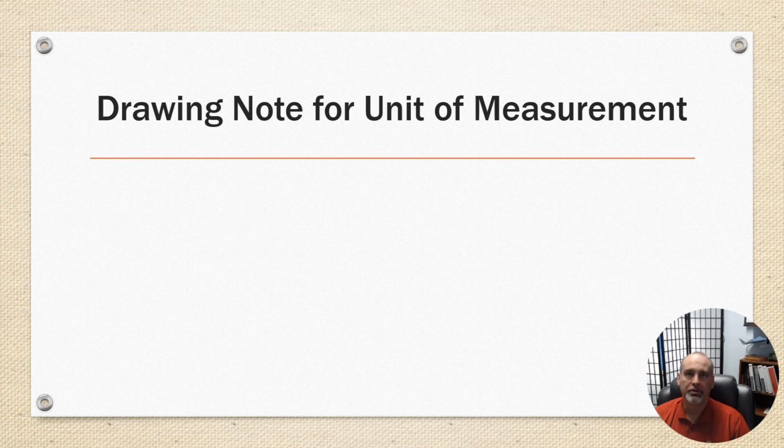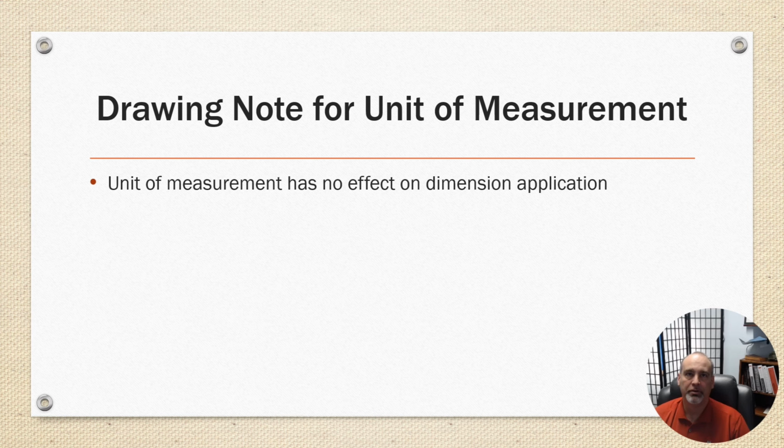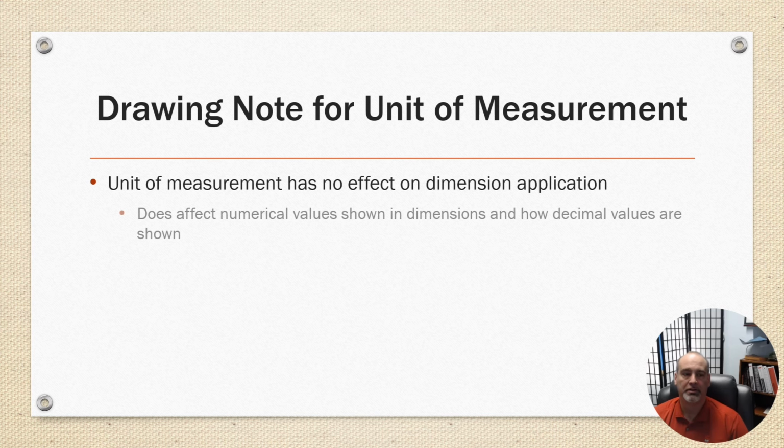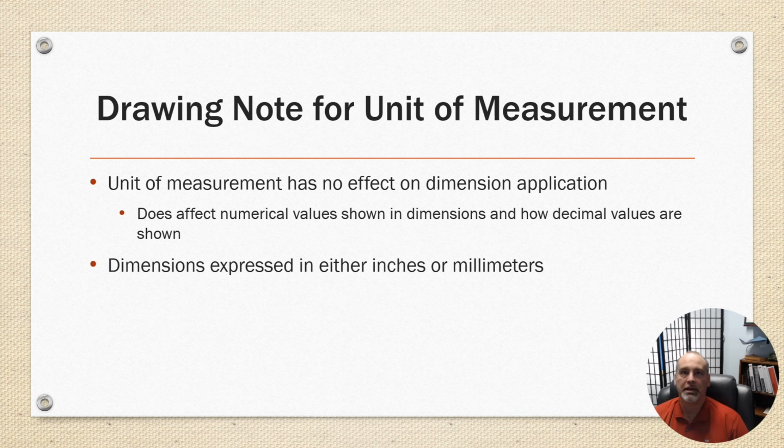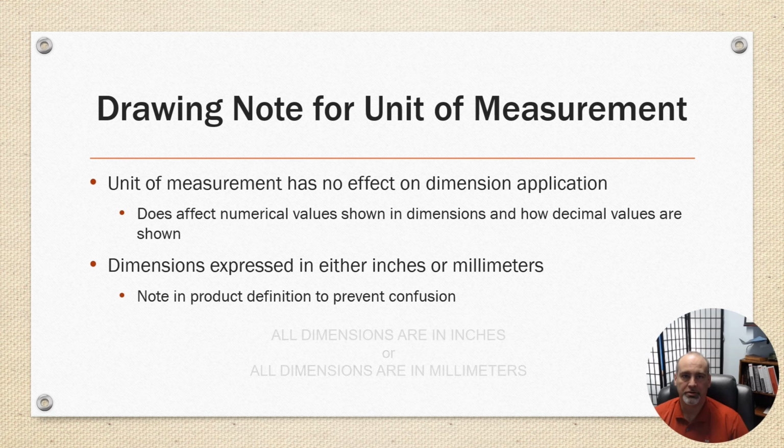A drawing note for unit measurement is required. So the unit measurement has no effect on the dimensional application. Whether it's metric or inch, the physical size of the product is the same. It's just expressed in a different measurement unit. It doesn't affect the numerical values shown in the dimensions and how dimensional values are shown. Dimensions are expressed in either inches or millimeters, and noted in the product definition to prevent confusion.